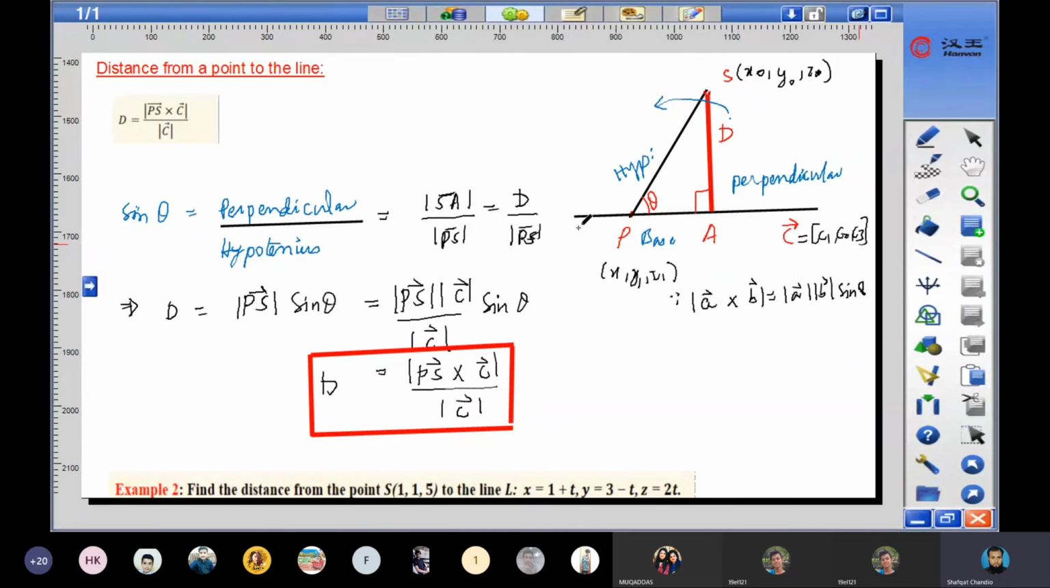We draw a line that is perpendicular to this line that is given to us, line P through the point P parallel to the vector C.